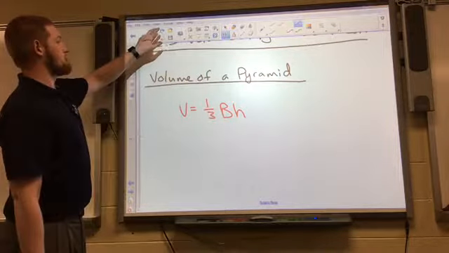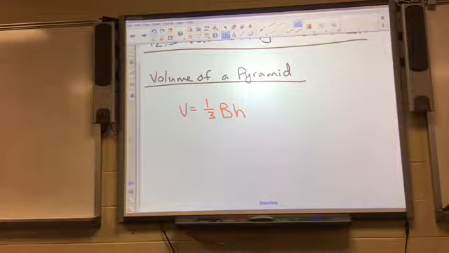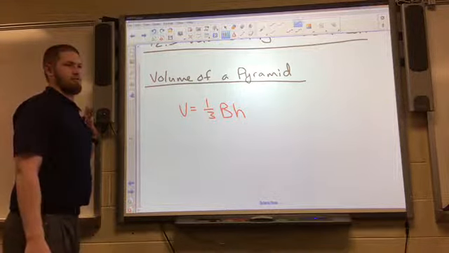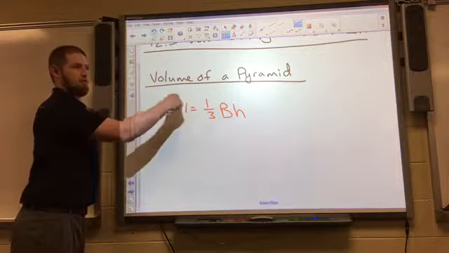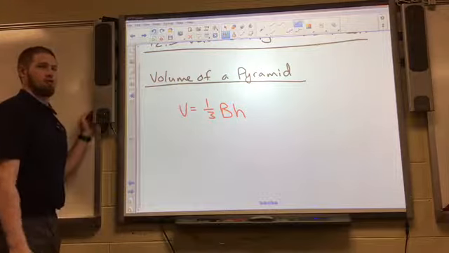Okay, just like I talked about right before we started this lesson. You have to be able to find the area of those shapes. We've done that for about a week and a half or longer now. Questions on volume of pyramid? We found all this stuff. We've already found area of the base. We already know how to find height. I'll show you that in a second.